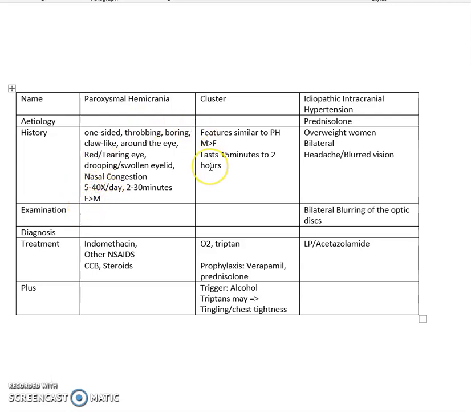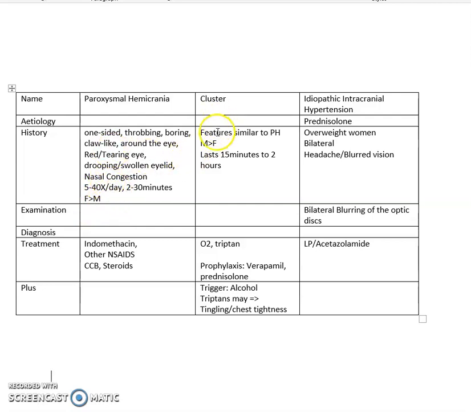In contrast to that, we have cluster headache, which is very similar to paroxysmal hemicrania. One-sided, throbbing, boring, claw-like pain around the eye, drooping or swollen eyelid. But what then is the difference? Cluster headache is more common in males, while paroxysmal hemicrania is more common in females.